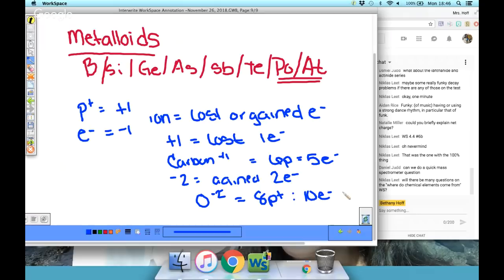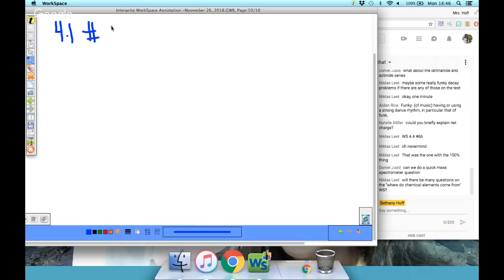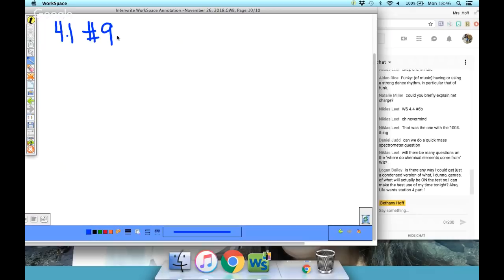Yeah, Daniel, we'll go ahead and do, let's see, let's look at number 9. We'll do worksheet 4.1. Number 9. I briefly want to sketch out this mass spectrometer.